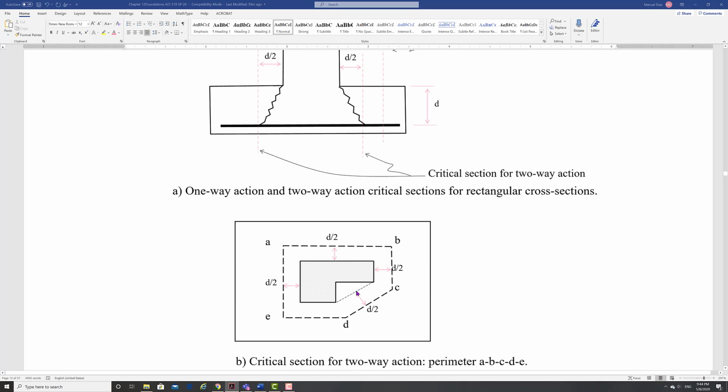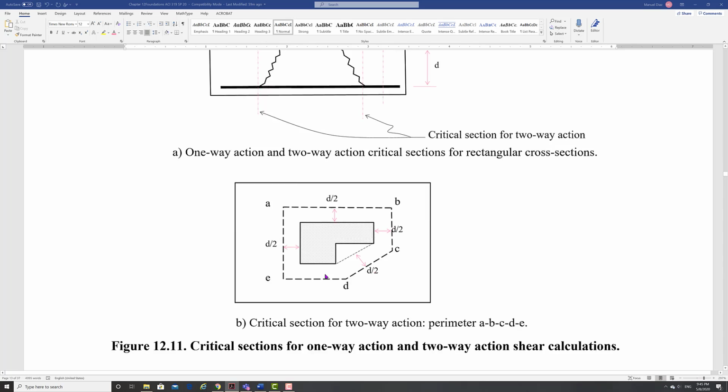So you have some weird thing like this. I mean, the code allows you to do that. So you kind of join an imaginary line here. You measure d over 2, and then you get that perimeter like that. Always perpendicular here. In reality, here should also be d over 2, so you kind of round it. But no, we don't do that. So just keep it straight.